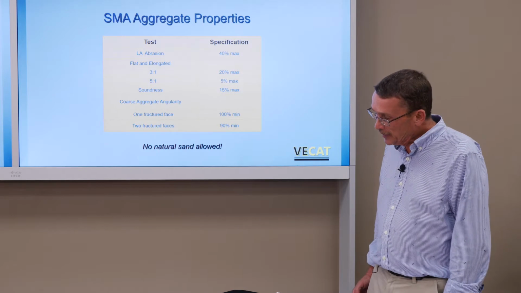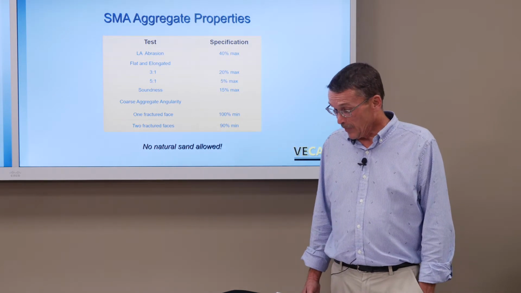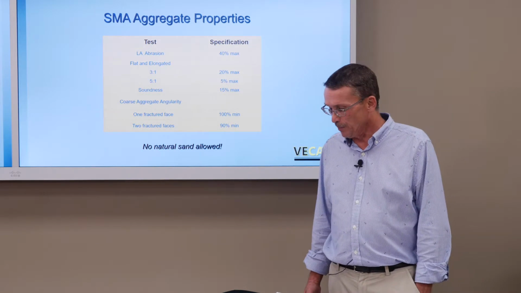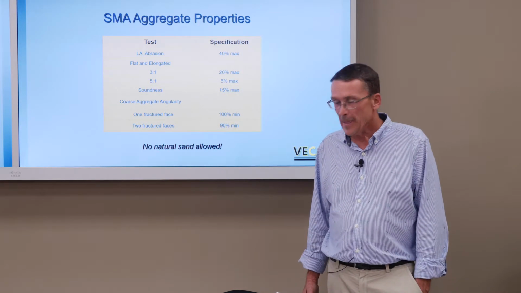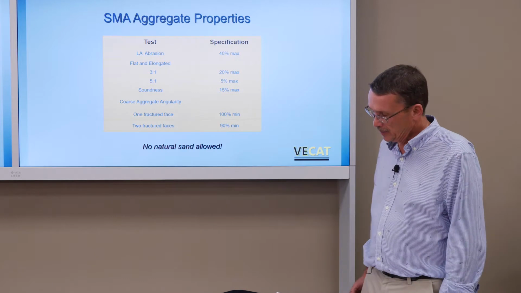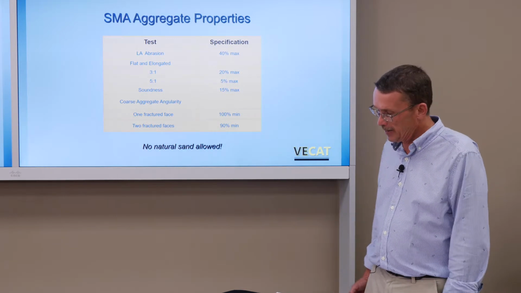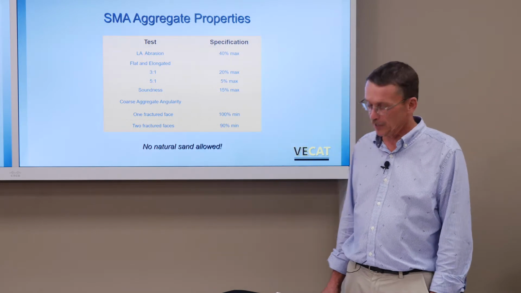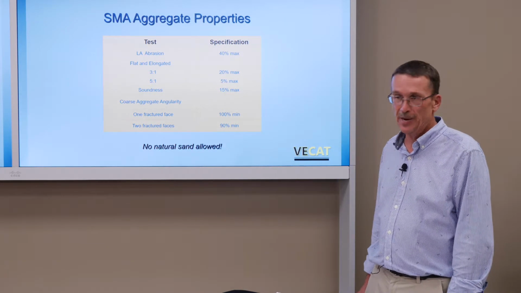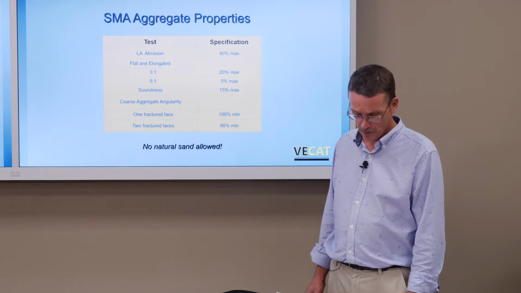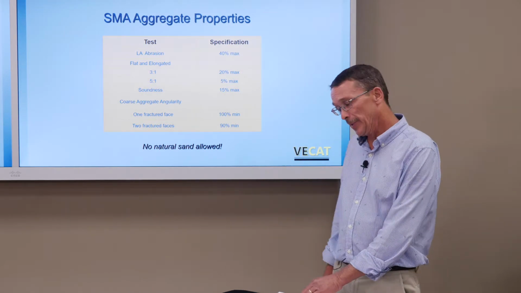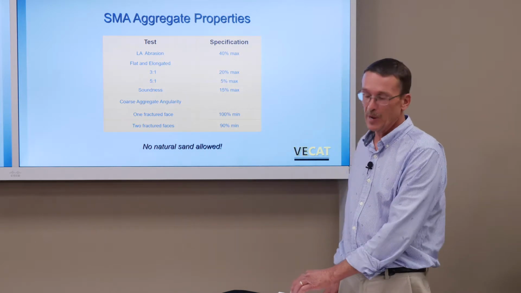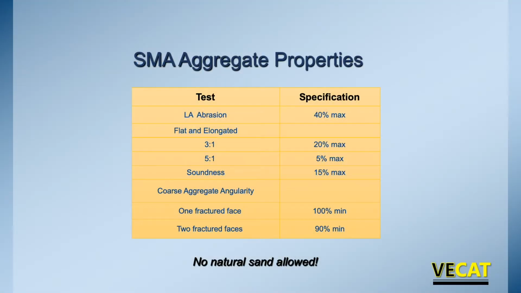Cellulose fibers, the minimum dosage rate is 0.3% by weight of total mixture. And if you want to run RAP in your SMA, refer to table 2-26 in section 248. Depending on what binder the contract calls for, will either be 15 or 20% maximum allowable RAP, depending on the binder.